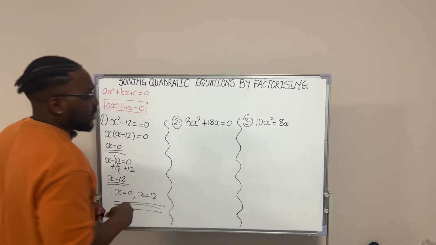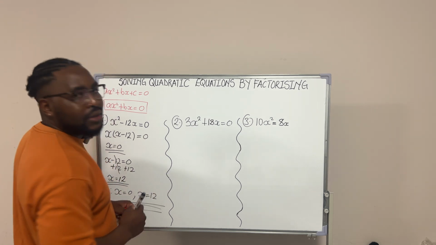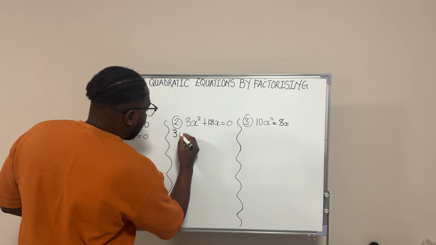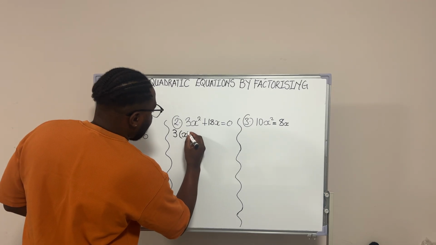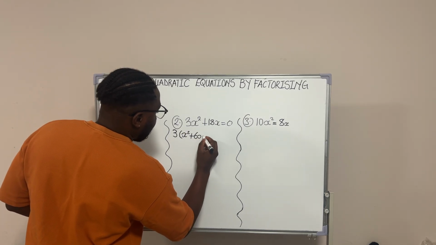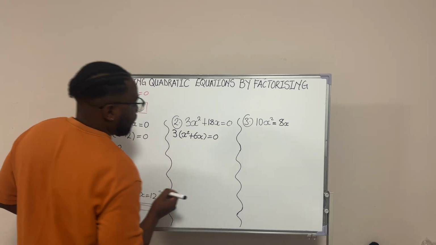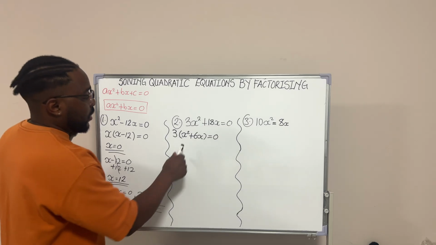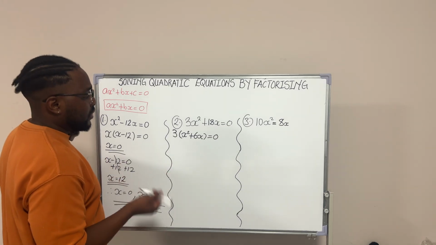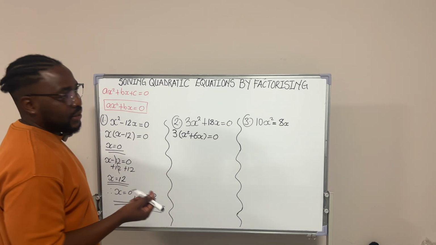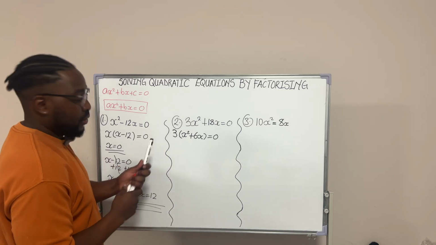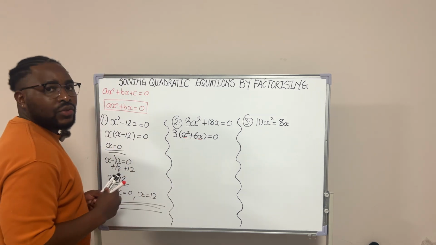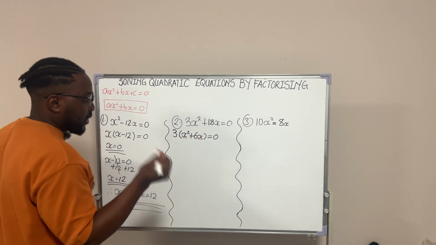What is the greatest common factor of 3 and 18? The greatest common factor of 3 and 18 is 3. So let's take the 3 out. We shall be left with x squared plus 6x equal to 0. Now let us take out the greatest common factor in the variable. What is the greatest common factor of x squared and x? It's x, so let's take that out.